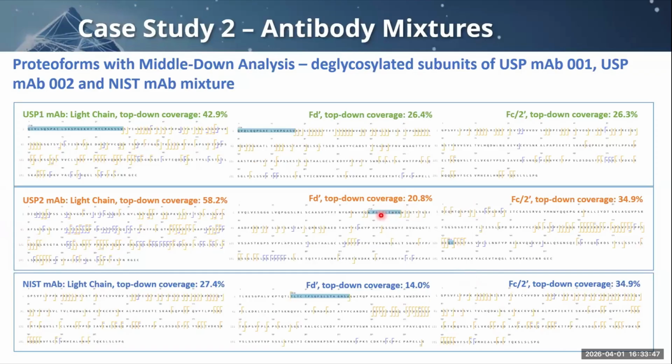And if we want to look at top-down characterization, to look at this at the proteoform level, this is the top-down sequence coverage maps obtained for the antibody mixture. Firstly, we're able to detect all 3 antibodies in the mixture, varying proteoforms for these antibodies. And so at the top here, you've got the USP1 mAb, the light chain, the Fd prime chain, and the Fc/2, the USP2 mAb similarly, and the NIST mAb here. And so we're able to characterize this at the proteoform level.